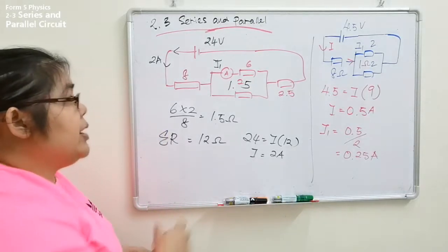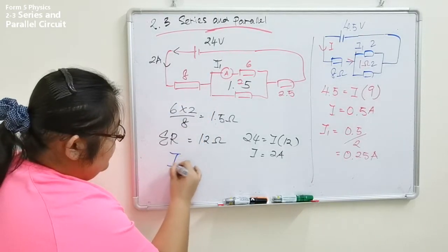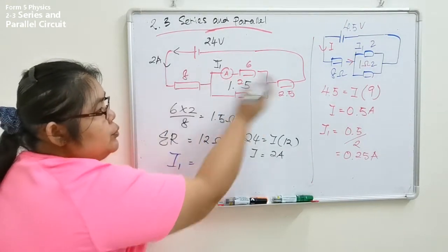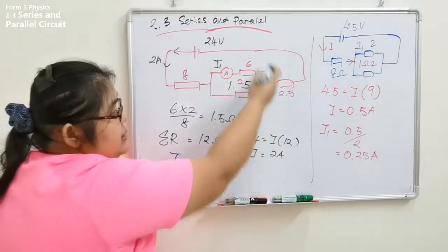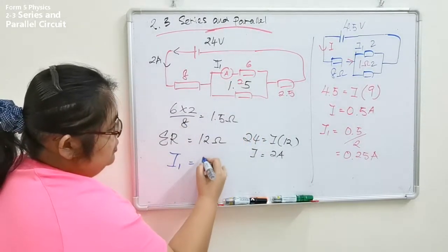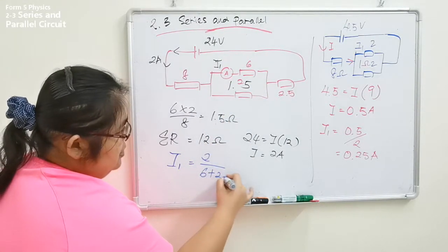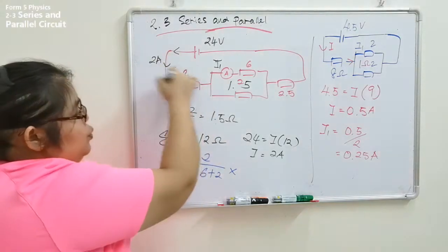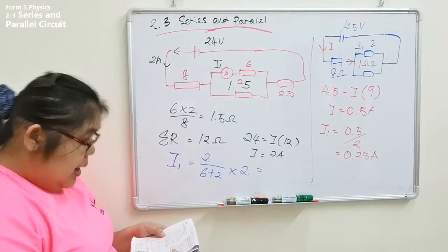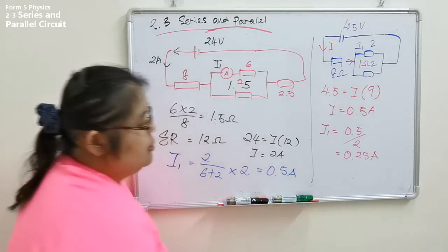Current divider, so I take this one as I1. Remember, I1 equals R2 first. This one is R2, and the rest we don't see. These two we don't see already, we just see this part. So now R2 is 2, over R1 plus R2, 6 plus 2, multiply total current, 2 ampere. So you find I1 is how many? The I1 will become 0.5 ampere.